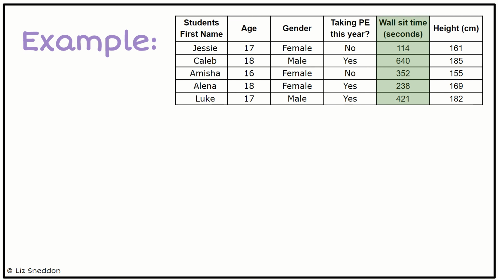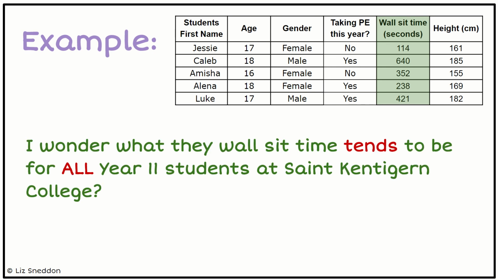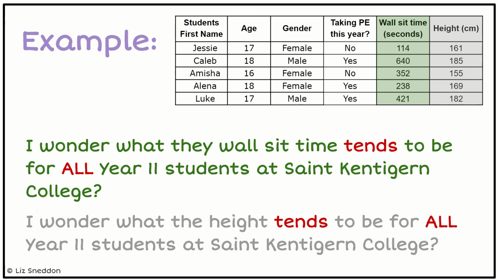What if I chose the wall sit time? Is that a numerical or a categorical variable? If we look at the data, it's definitely numerical, so we can either use the word tends or typical. So I wonder what the wall sit time tends to be for all Year 11 students at St Kentigern College. If I was to choose the heights, again, height is numerical, so I would use either the word tends or typical. I wonder what the height tends to be for all Year 11 students at St Kentigern College. So you'll notice there's some things that all of these questions have, and that's quite important.